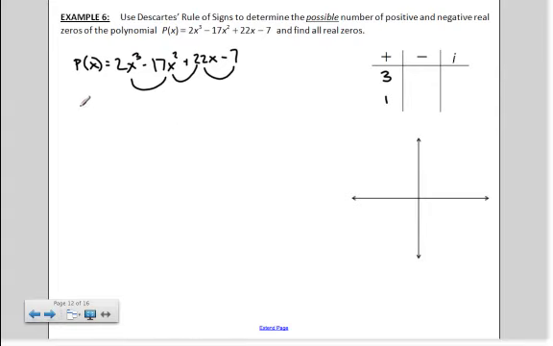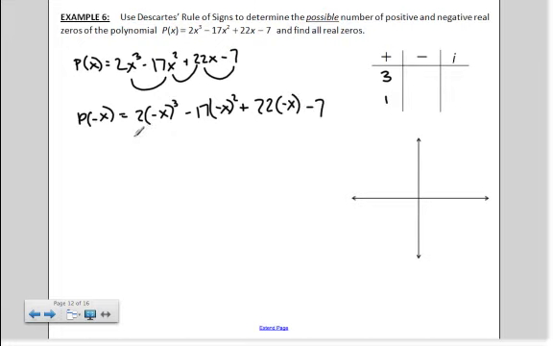All right? Now let's do P of negative x. Okay, plugging in negative x. Don't skip the step where you actually plug it in because it'll save you careless error mistakes. Okay, so this becomes negative 2x cubed. That's still going to be a negative 17x squared minus 22x minus 7. Ooh. No sign changes. So there's no negative roots.